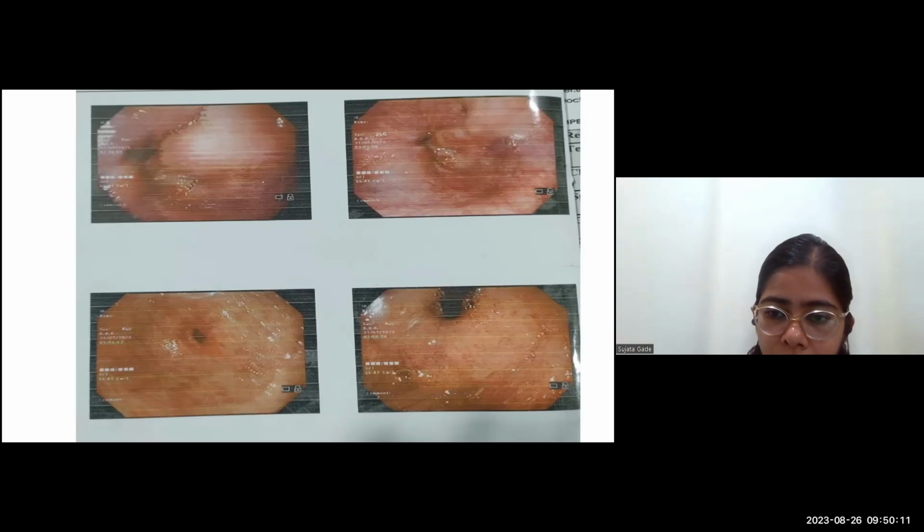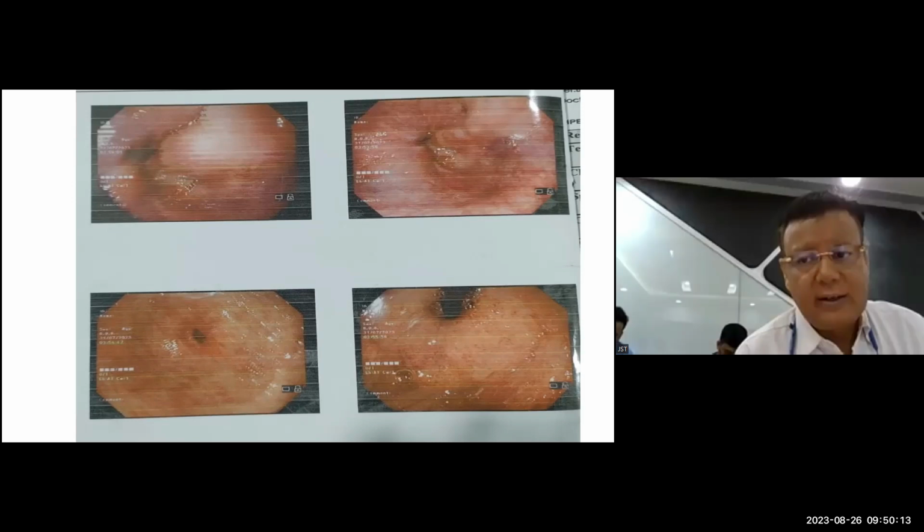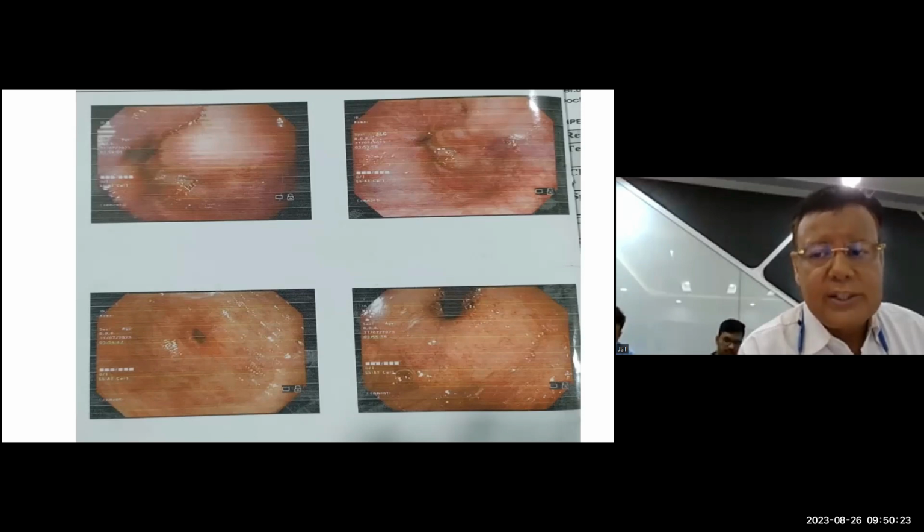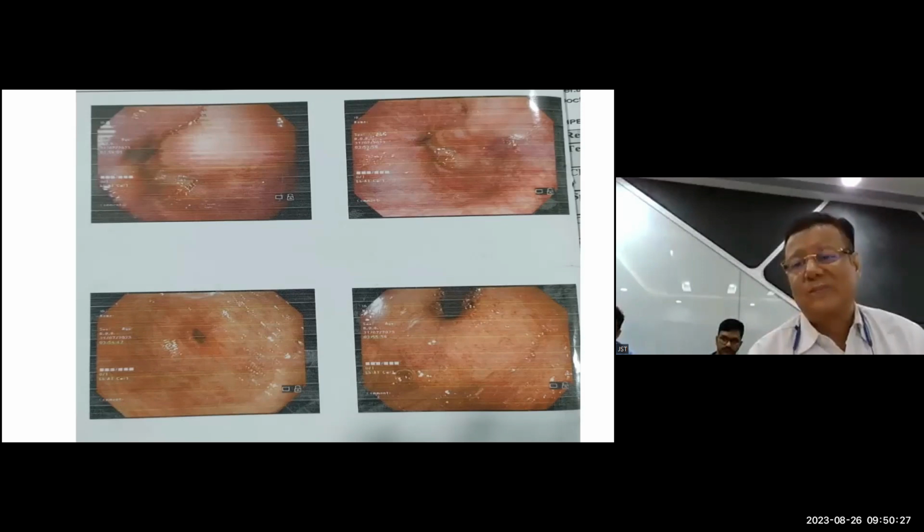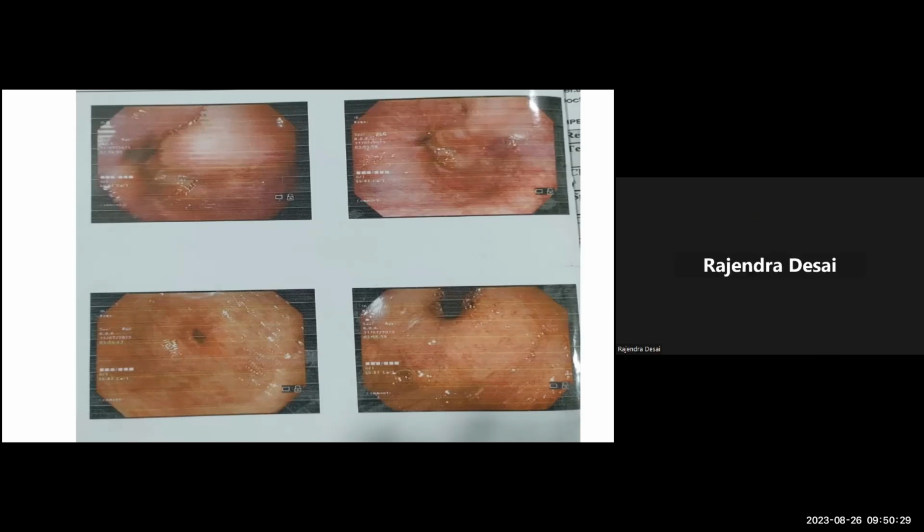So suppose you want to do it by a minimal invasive approach, by a laparoscopic procedure, then will you like to do chest first or abdomen first? Abdomen first, to create the conduit.